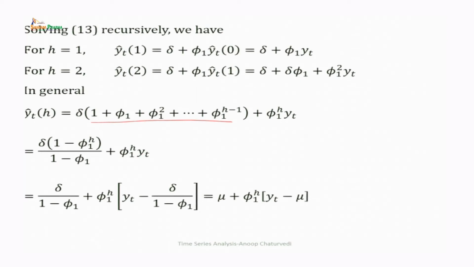And then we write it as, we take delta upon 1 minus phi 1 here, then you have minus phi 1 to the power h, which we take common between these two terms. So, you take phi 1 to the power h common here, and inside you get y t minus delta upon 1 minus phi 1. Now, remember, for the AR1 process, the mean of the process is delta upon 1 minus phi 1. So, suppose the mean is mu, then mu is equal to delta upon 1 minus phi 1.